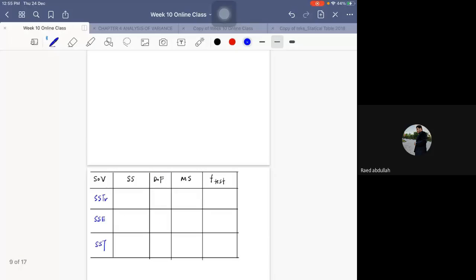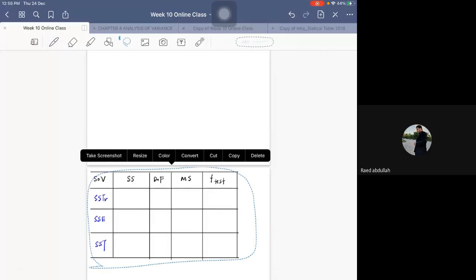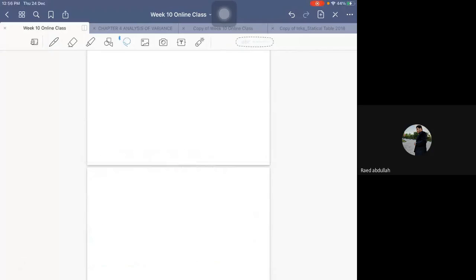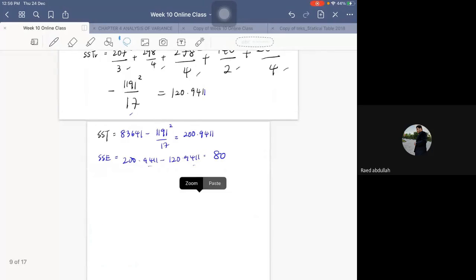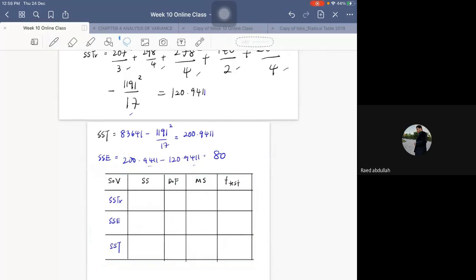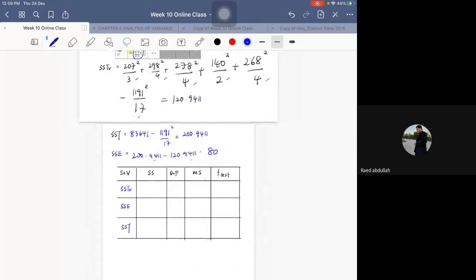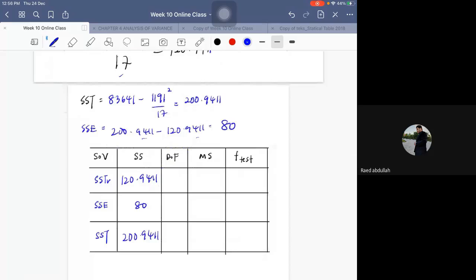Okay, let me cut this table and bring it up. I'm going to cut it. Now let's put it here. Okay, so there goes my table. So I'm going to fill it in now, based on the value that we got. Okay, so sum square treatment is going to be given by 120.9411. Error is going to be given by 80. And the last one is going to be 200.9411. And then I'm going to start filling in the degree of freedom.